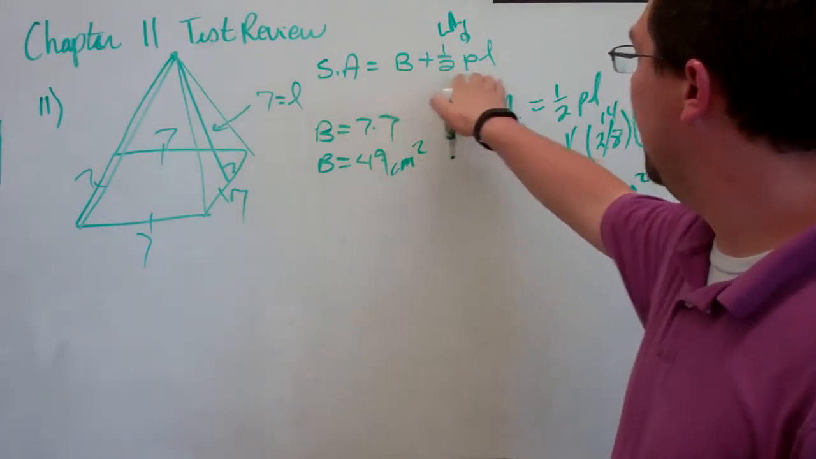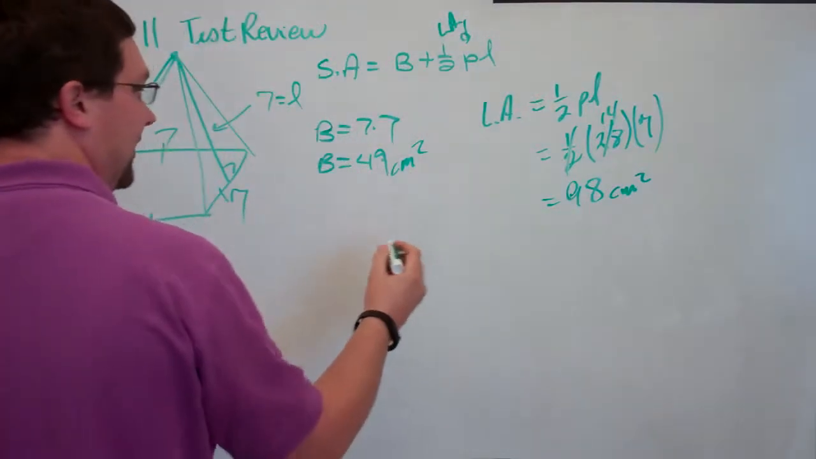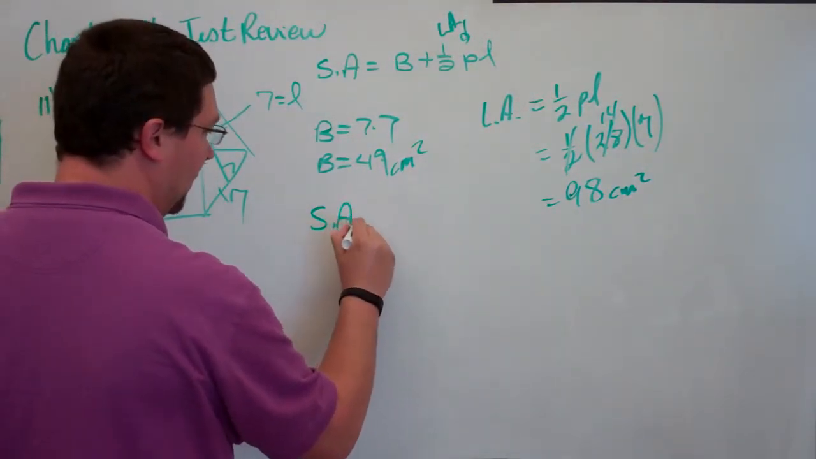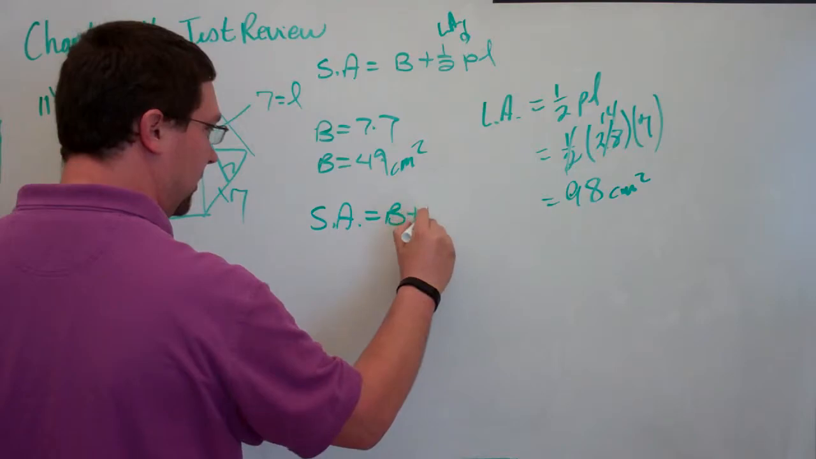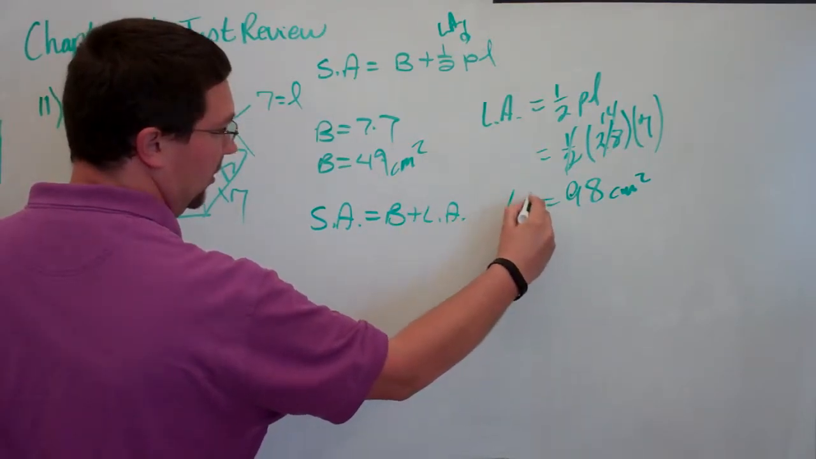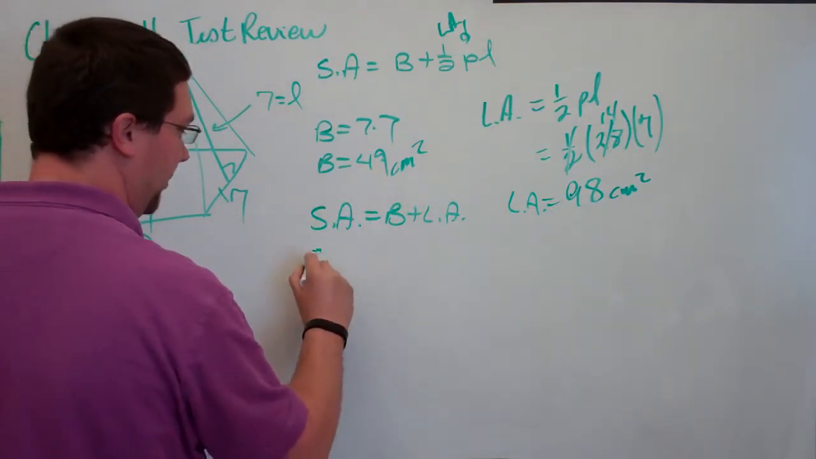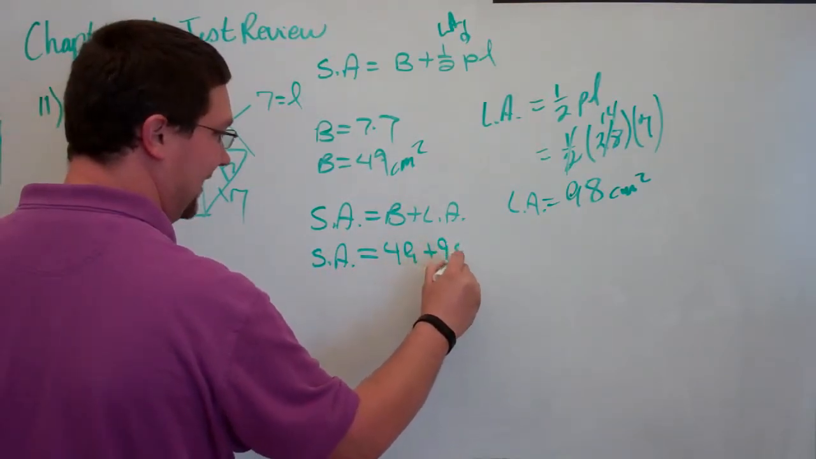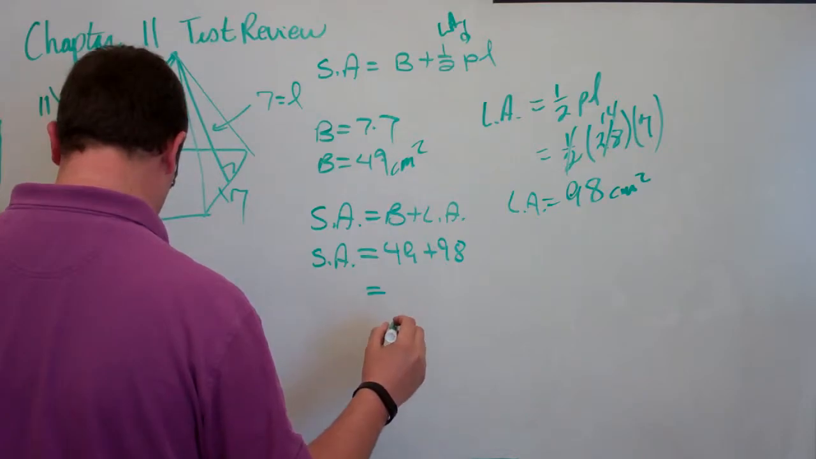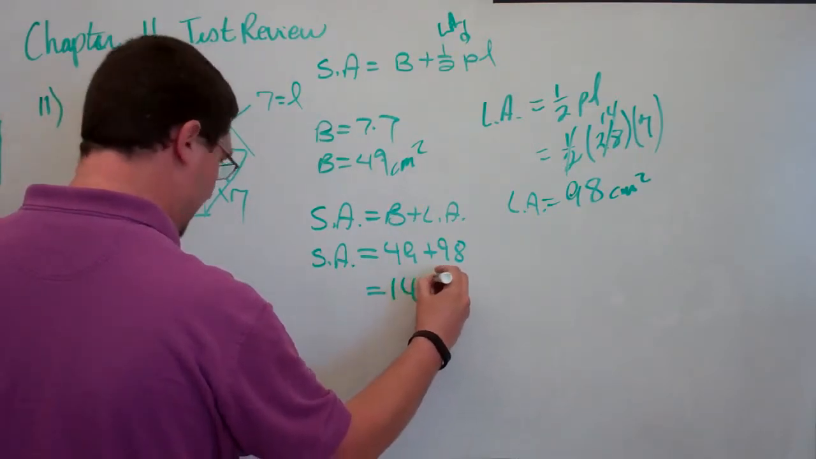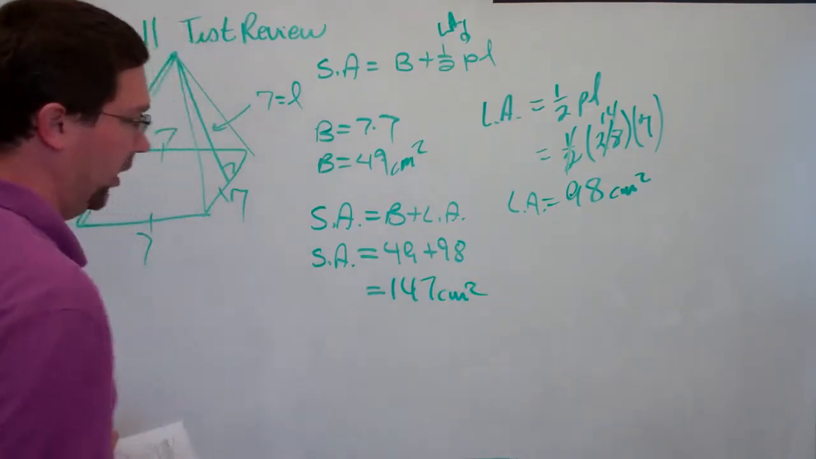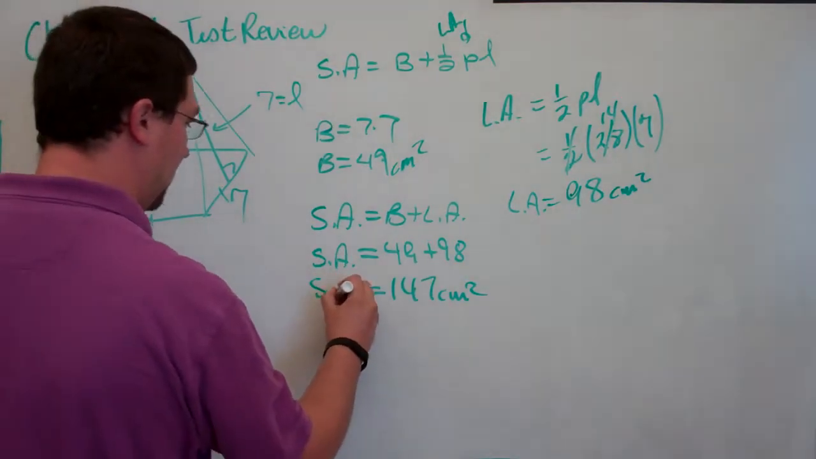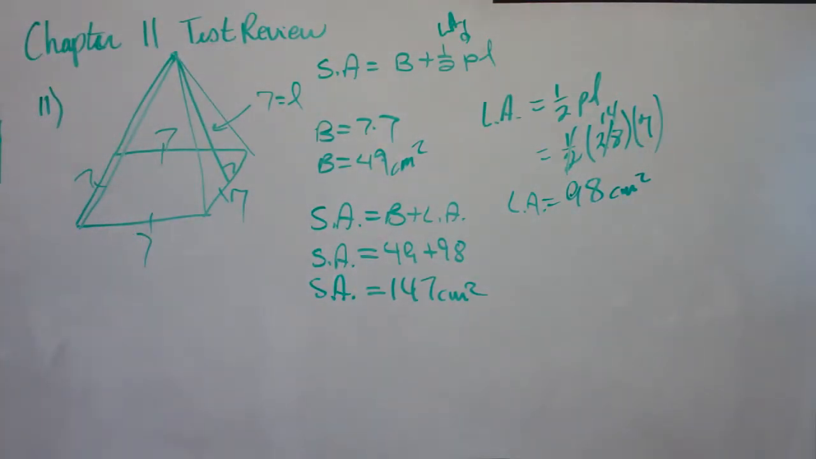Now that we have our base and our lateral area, you simply add them together, because remember, surface area is base plus lateral area. There's our lateral area, there's our base. So surface area is simply 49 plus 98, which equals 147 centimeters squared. That is our surface area.